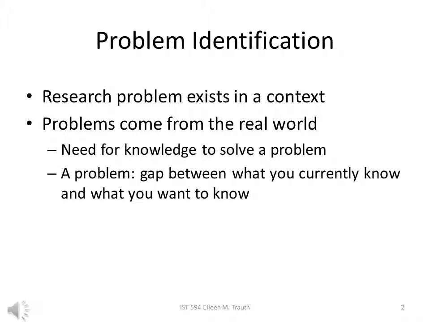Problem identification refers to the fact that the research problem exists within a context. Context means the social or the human unit that surrounds the problem. So this could be the society, it could be a particular industry, it could be the organization, or it could be at the team level. But the important thing is that problems come from the real world.